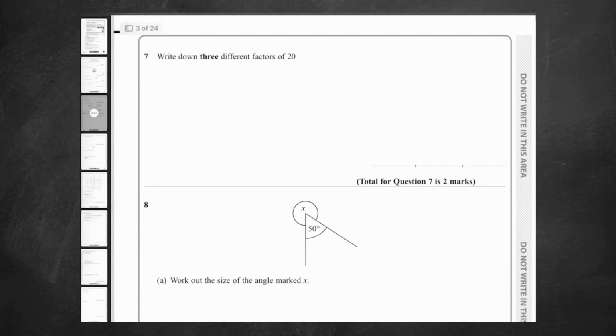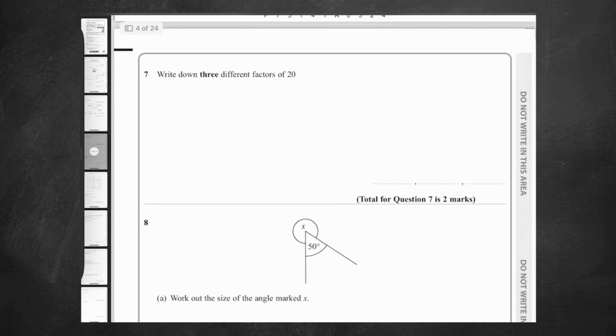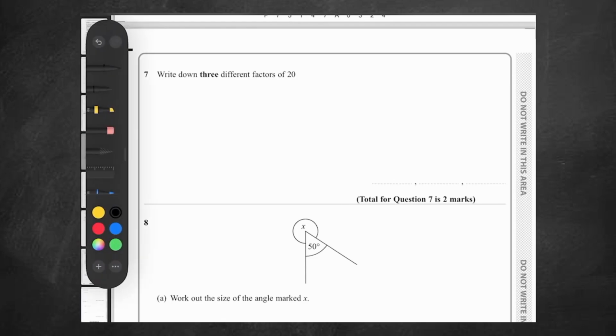I'll move on. Question 7. Write down 3 different factors of 20. So the factors of 20 are just numbers that make up 20. So we have 1 times 20, 2 times 10, and 4 times 5. So the factors would be 1, 2, 4, 5, 10, and 20. The question only needs 3 of them. We're going to go for 2, 4, and 5.